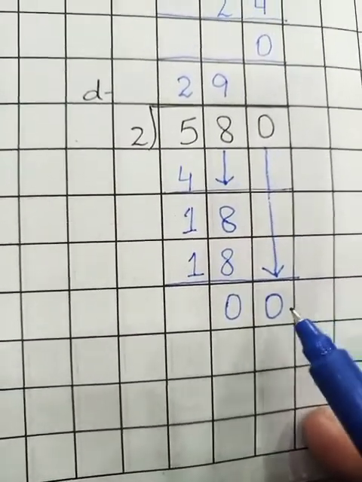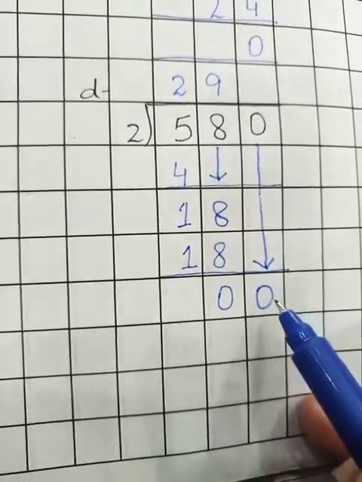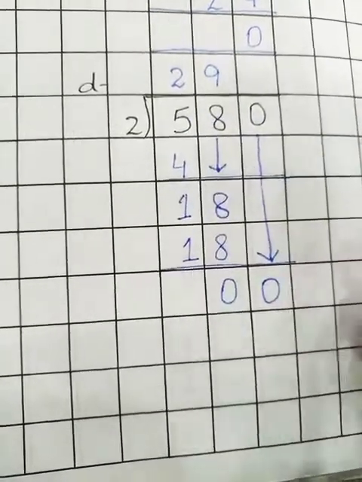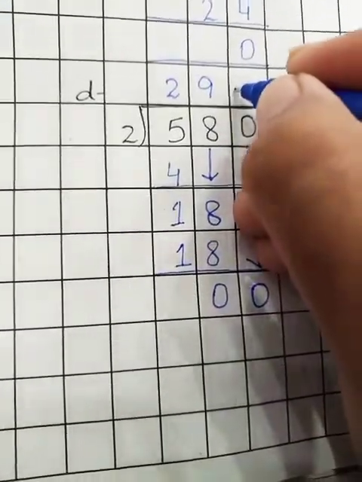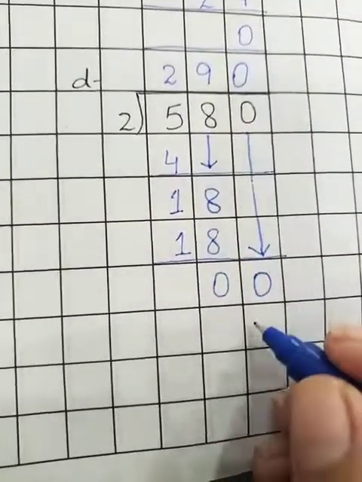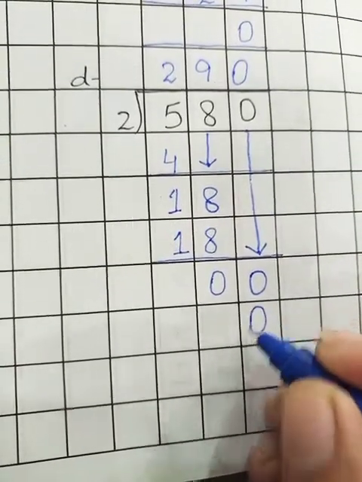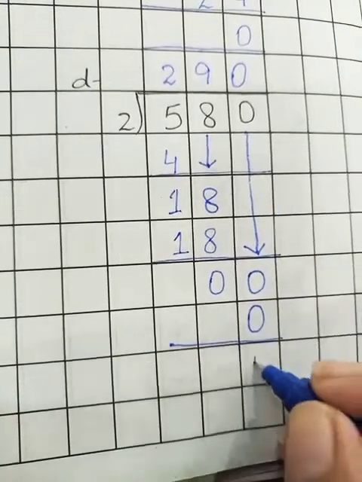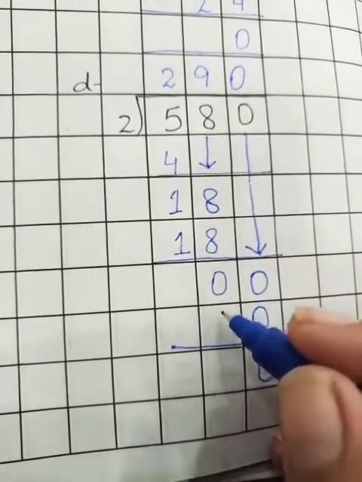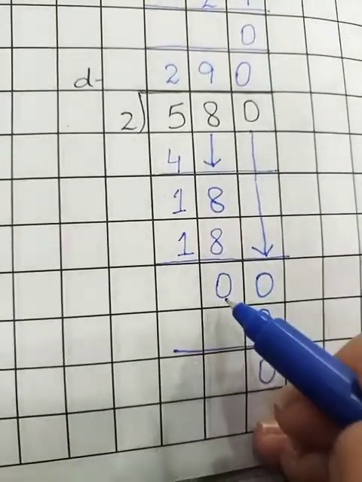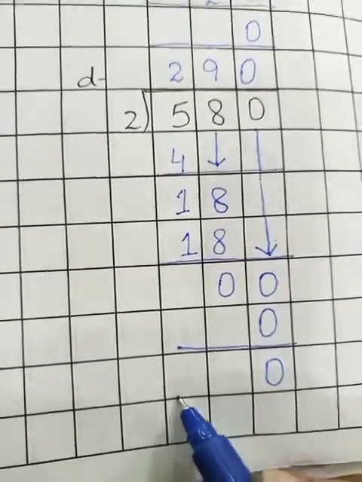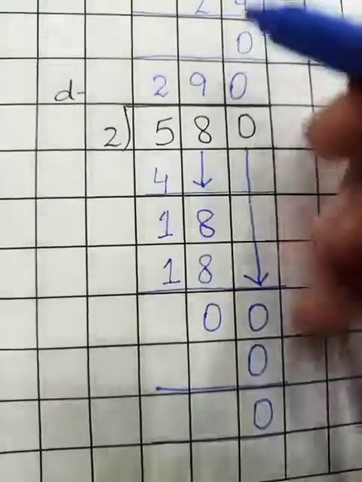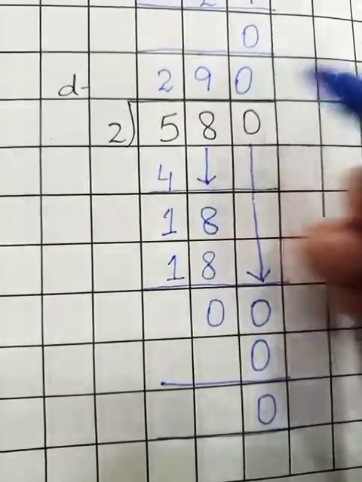This one is not the remainder students, because this 0 is the part of our dividend, okay. 2 zeros are 0, okay. Now we can subtract it. 0 minus 0 is 0. You can write the 0 here or not. This one is not compulsory, okay. Now the remainder is 0. Now the question is completed, and our quotient is 290.